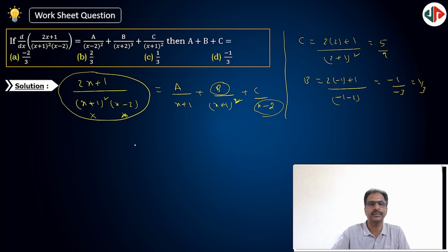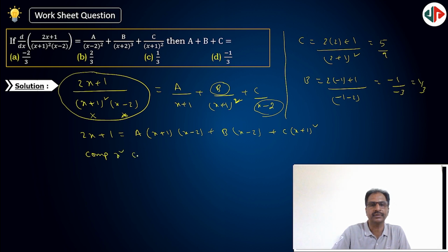Now the third constant a can be obtained by comparing similar coefficients on both sides. Take LCM on the right hand side, that LCM gets cancelled with this. Then 2x + 1 is equal to a into (x + 1)(x − 2), plus b into (x − 2), plus c into (x + 1)². Now comparing x² coefficients on both sides. Right hand side x² coefficient is a, x into x, a into x², plus here you will get x² coefficient c. Left hand side 0. So a is equal to −c.